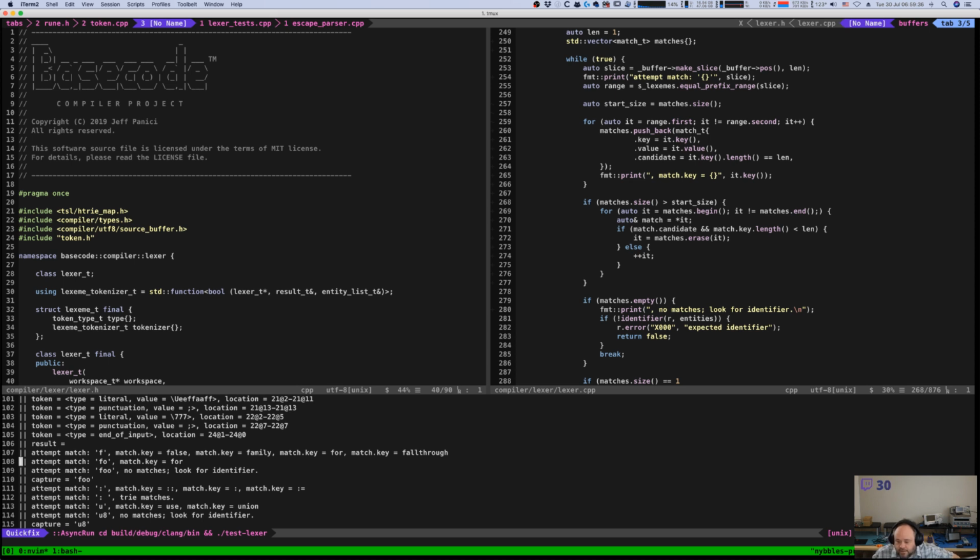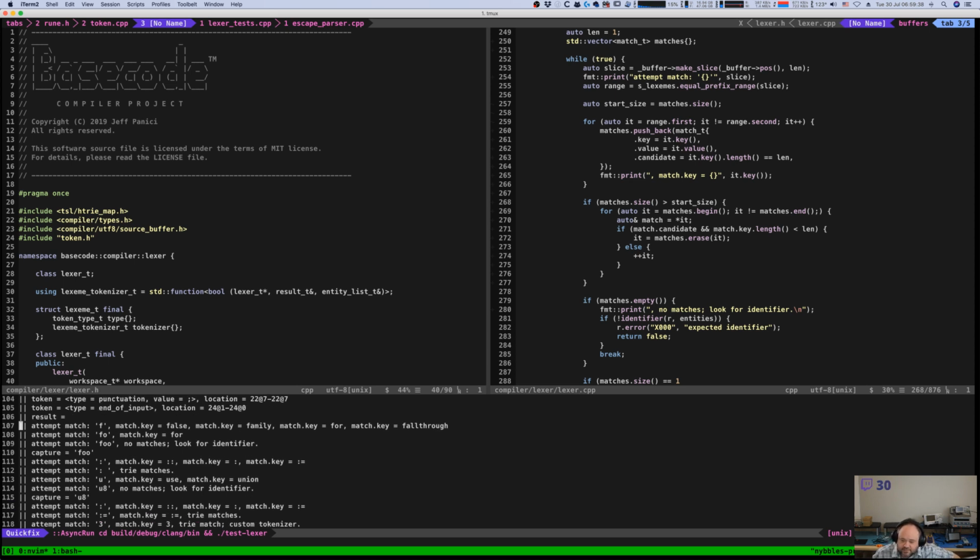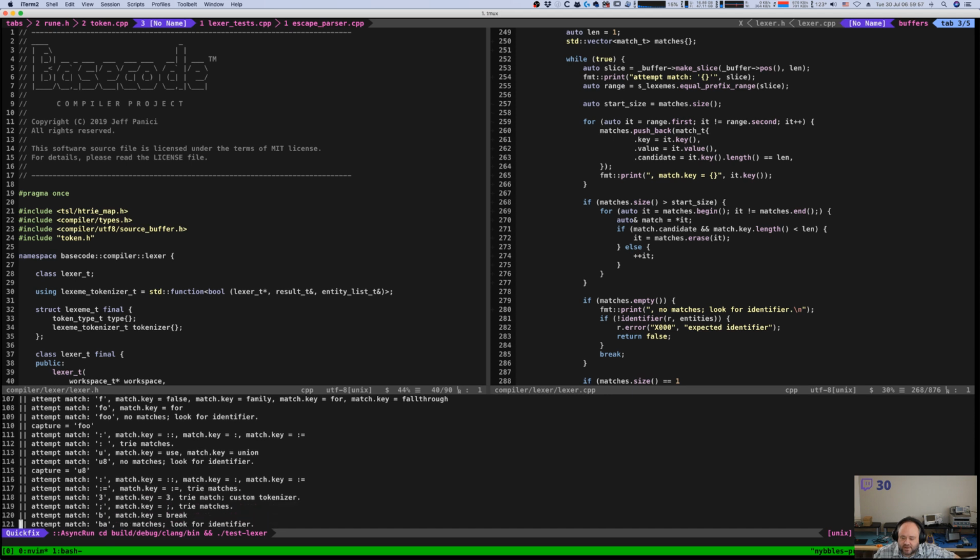Okay. So we start on F. Foo. Okay. We match the identifier. We hit the colon. We get 3 possibilities: colon, colon colon, colon equal. Eventually, we match on just the colon. We get an identifier. Again, we start on a colon. We have 3 possibilities. We get to colon equal. We get an exact match.